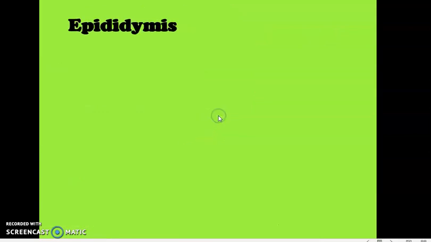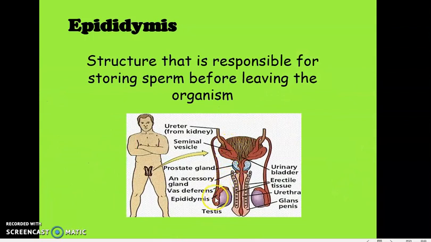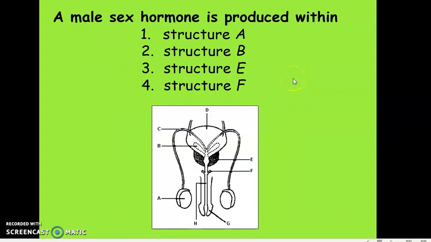Here's a little more about the glands. Epididymis is just on the side of the testes here, and that's where the sperm is stored. Remember, sperm is made all the time by the testes, so it's stored until it will be released. Where is the male sex hormone testosterone produced? We should know it's in letter A.